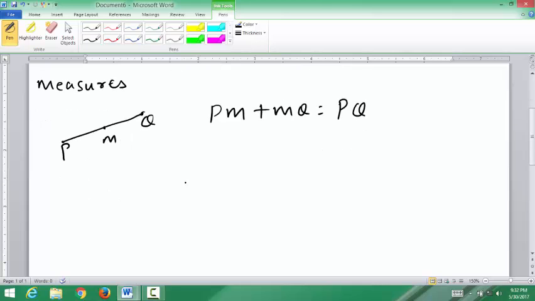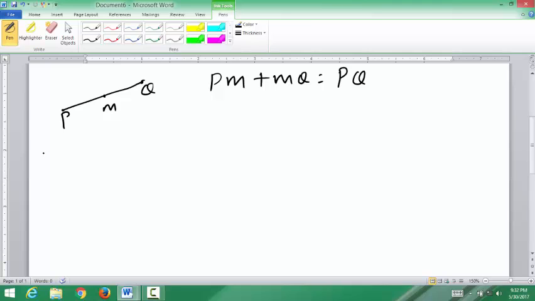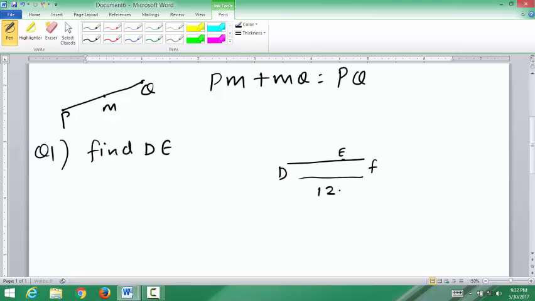Now we'll take one example on this. Suppose this is question number 1. Find DE. Here D and F, and E is the middle point. Now DF measures 12 inches and EF measures 2 3/4 inches. Now we have to find out DE.